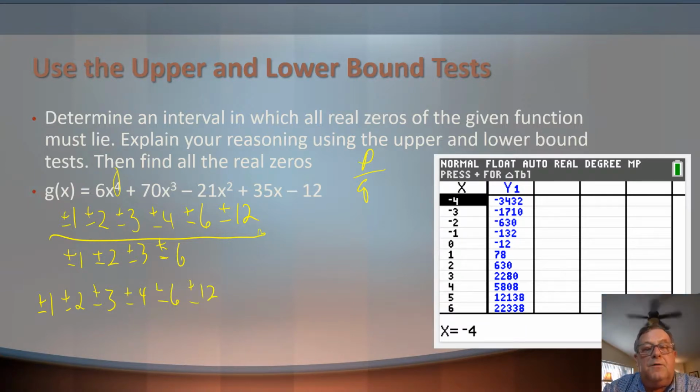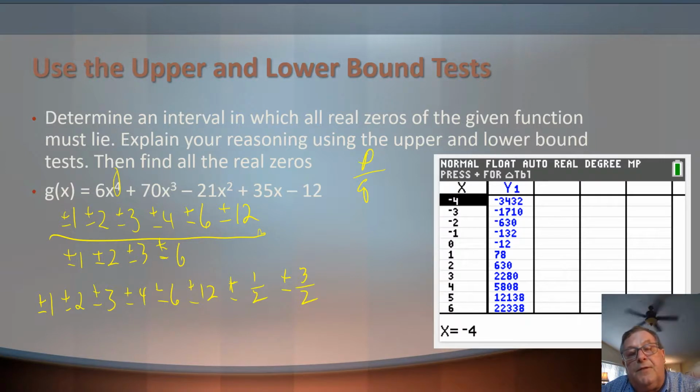If I divide all those by plus or minus 1, I'm going to get the same thing. But when I divide by plus or minus 2, I can then add to that list plus or minus 1/2, plus or minus 3/2. I'm now dividing everything by 2. 2 divided by 2 is 1, 4 divided by 2 is 2, 6 divided by 2 is 3, and 12 divided by 2 is 6.